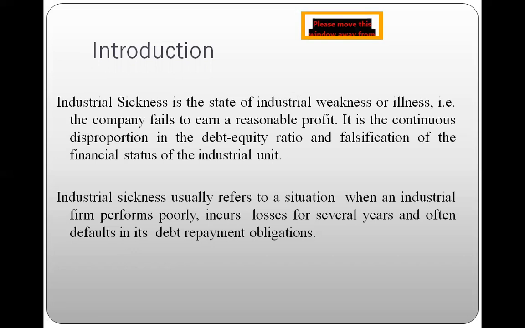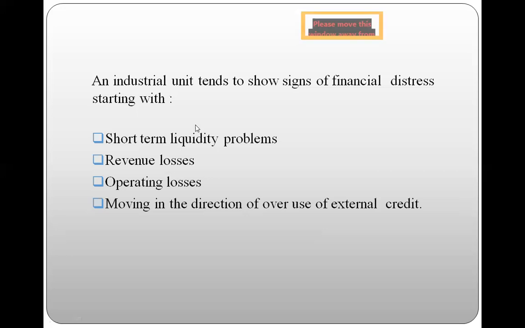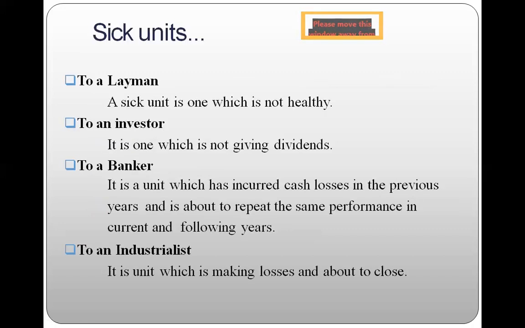So the loans are increasing, and profit is not coming out of it. Automatically, the debt repayment becomes zero and it stops at one position. So neither have the loans been repaid in the past, nor are they being repaid in the present, nor will it happen in the future. Because of these situations, industrial sickness occurs. Now, industrial units tend to show signs of financial distress, starting with short-term liquidity problems, revenue losses, operating losses, moving in the direction of overuse of external credit. So credit is being picked up at a very high rate.